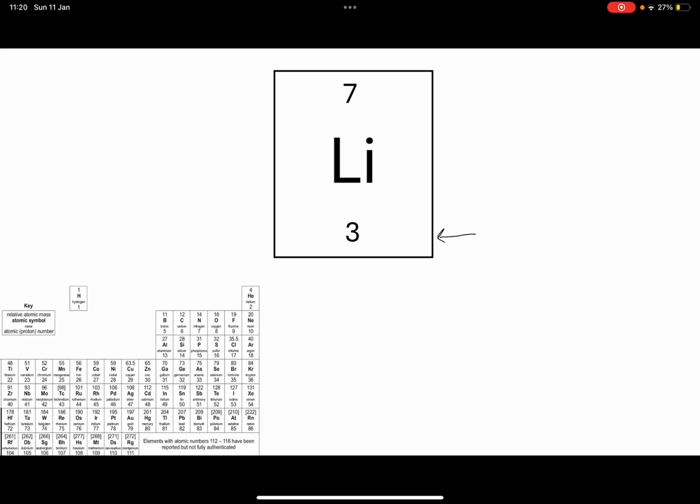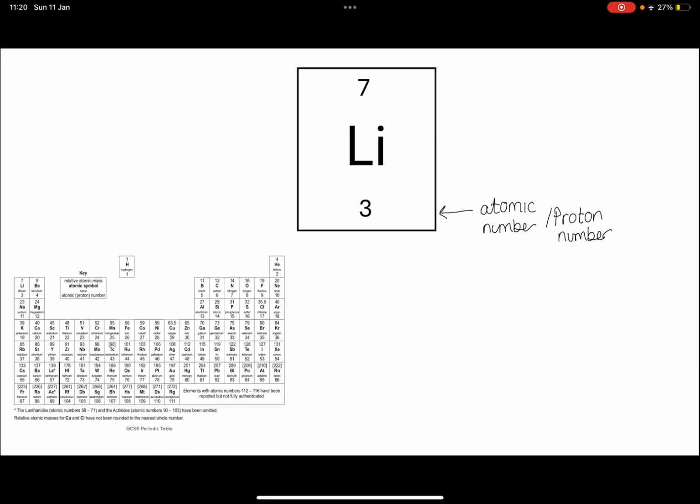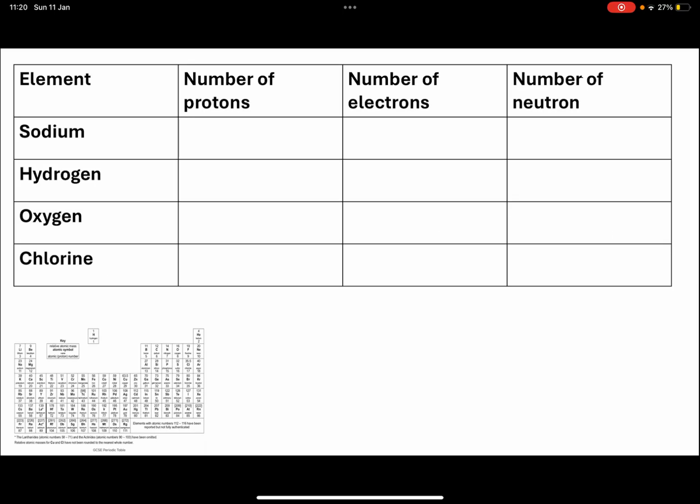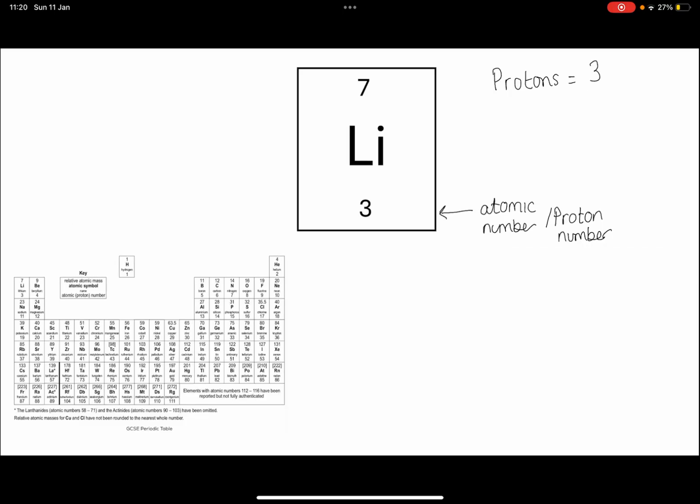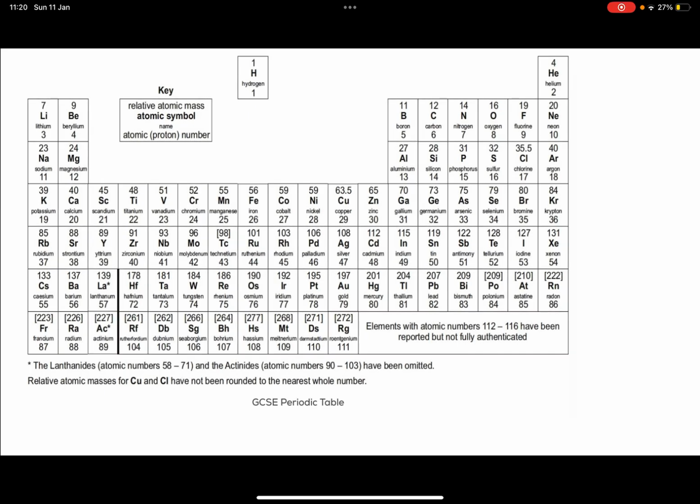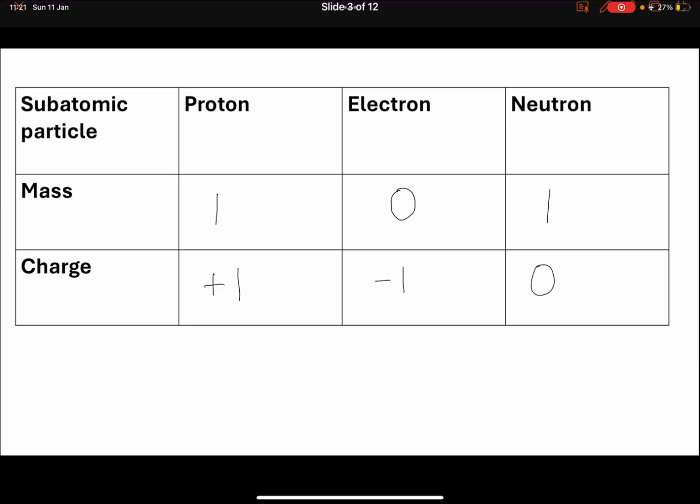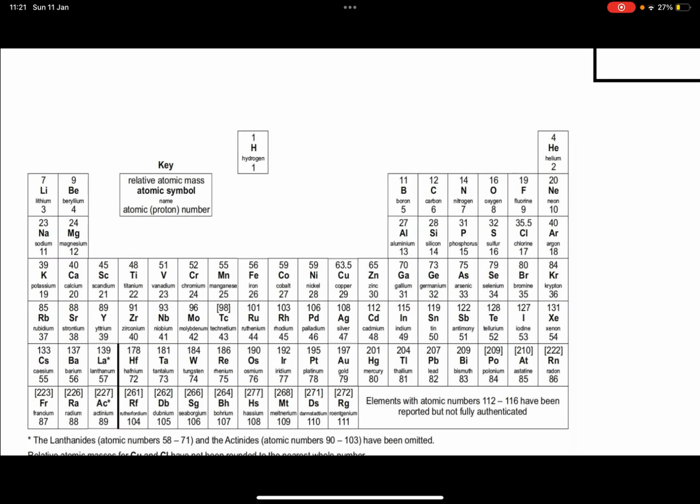So this bottom number is called the atomic number, or the proton number. Hopefully that's pretty self-explanatory. That is the number of protons that that element has. So lithium has 3 protons. I'll zoom in to show you on the periodic table, this is what I'm talking about here. Let's see if I can highlight it for you. The proton number. So if you forget, there is a key. The bottom number is the number of protons.